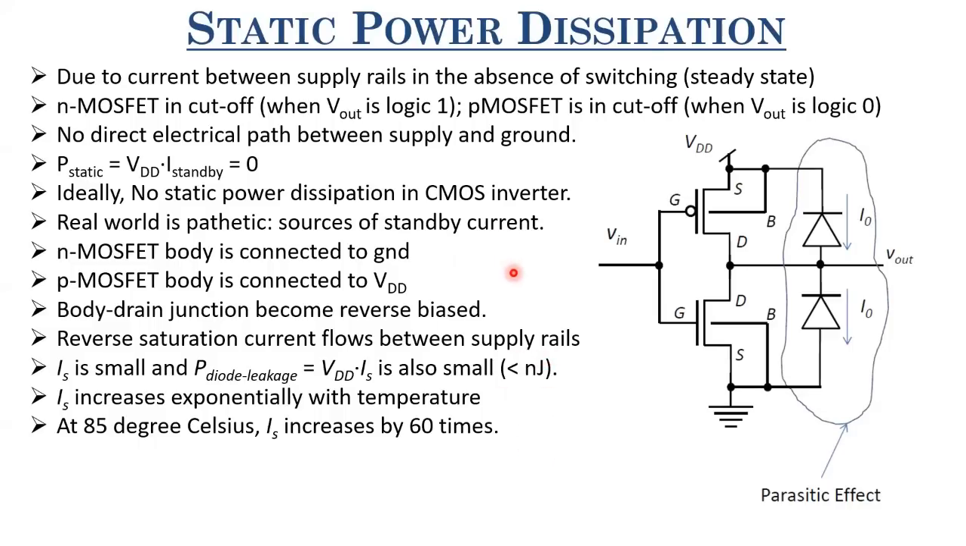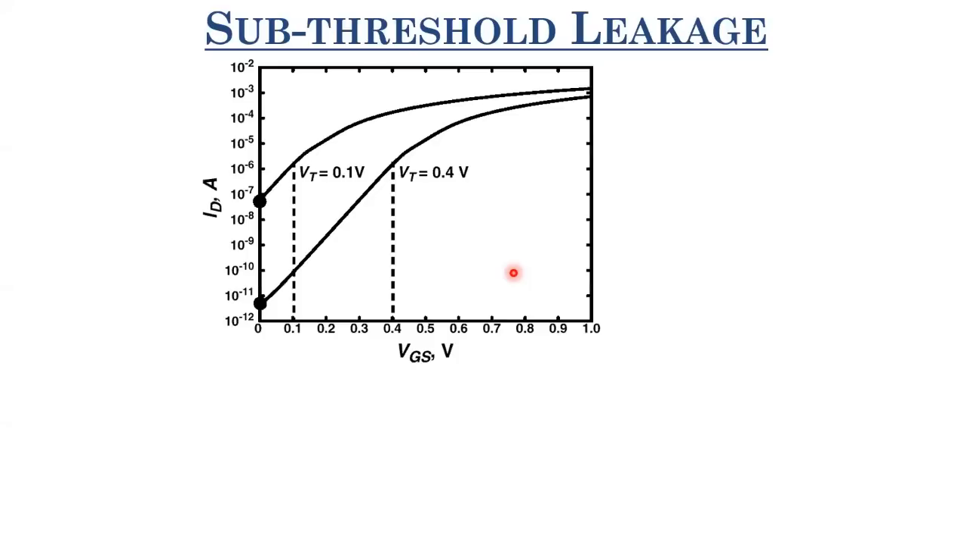Let's look at the second mode of static power dissipation in CMOS inverters. And that is because of the subthreshold leakage, which I have been continuously talking about in the lectures, as well as in the discussion sessions and the tutorial sessions.